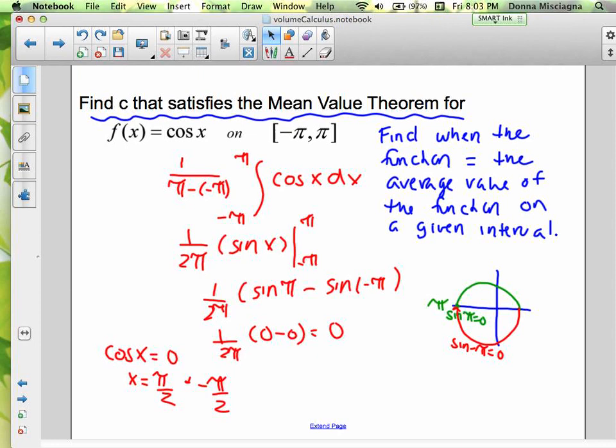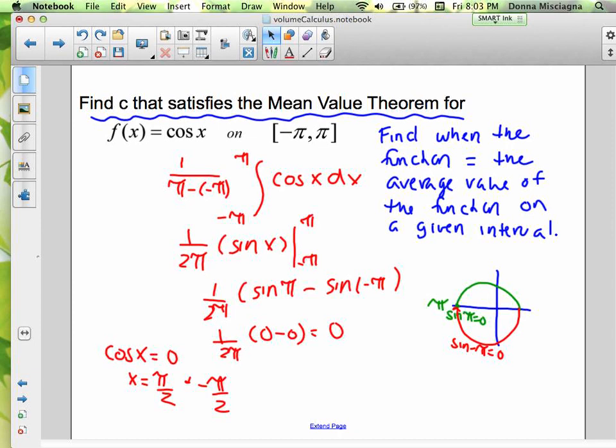And when would that occur? At pi halves and negative pi halves, because that's when cosine is equal to 0. So I think this is a pretty easy problem to figure out, because essentially we've gone right back to where we started from. So there isn't any change.